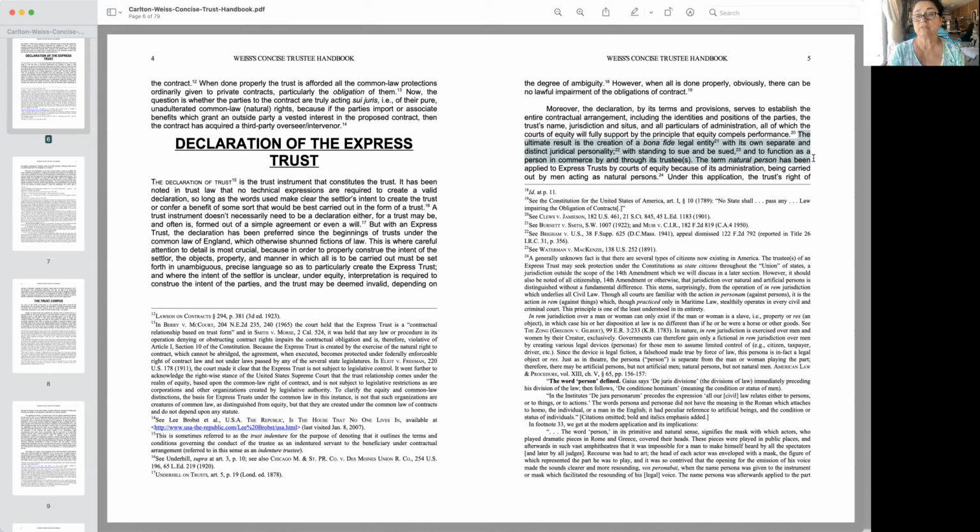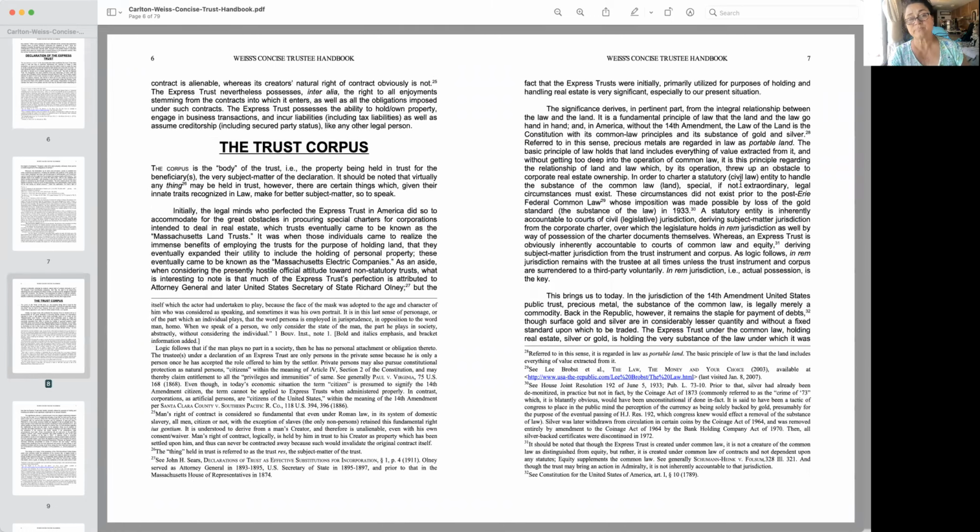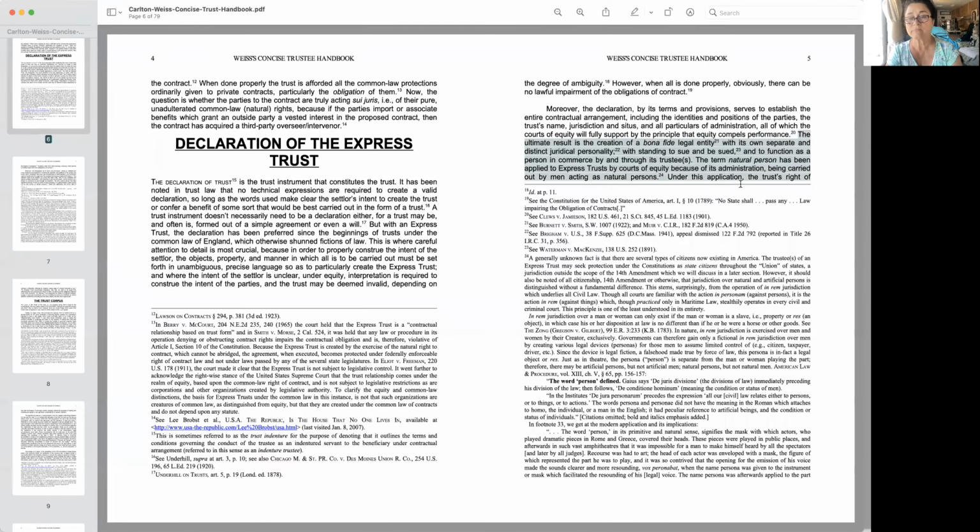Interesting. The term natural person has been applied to express trust by courts of equity because of its administration being carried out by men acting as natural persons. That's good to know. Right here. By men acting as natural persons.